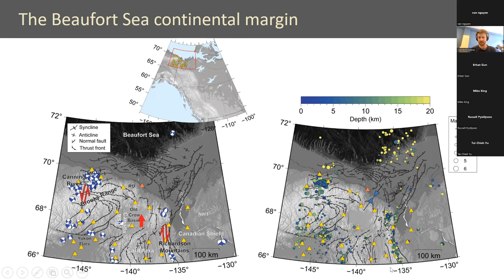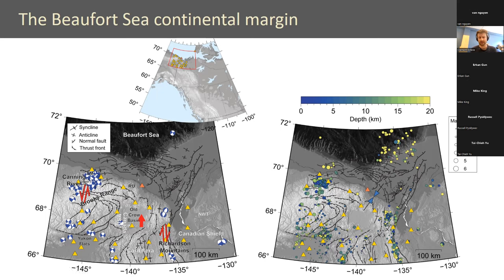And so basically seismicity is focused in three regions. The first one is the Richardson Mountains. This region hosted earthquakes with magnitude greater than 6, I think 6.5, 6.4 in the 60s. Focal mechanisms tend to suggest that we have a right-lateral strike-slip motion here with a bit of normal motion to the north.